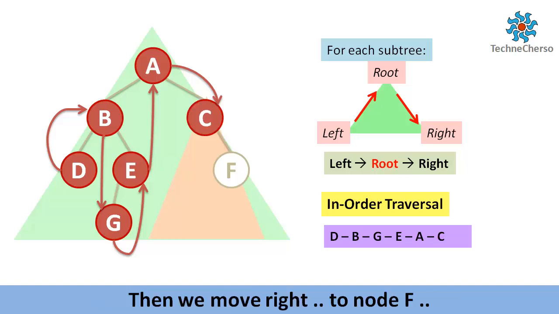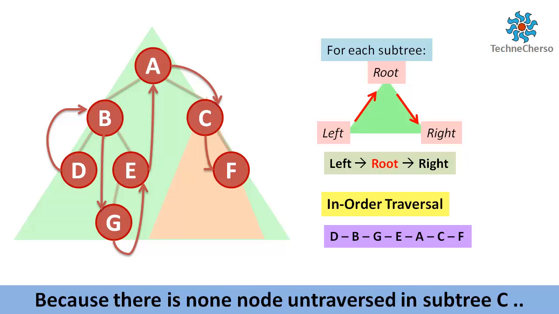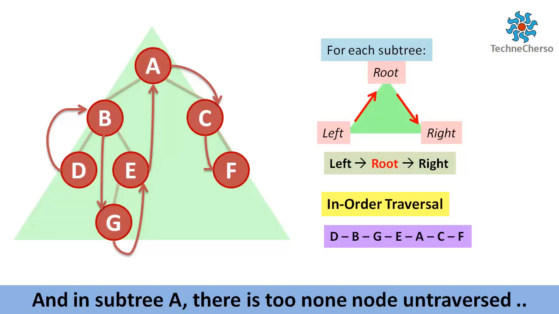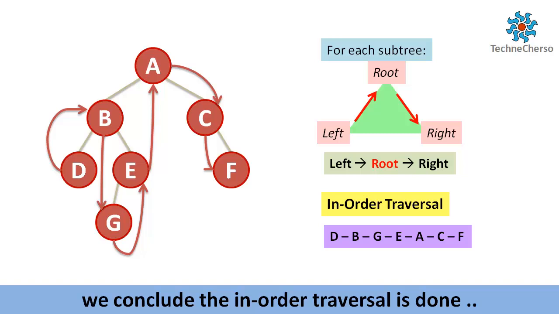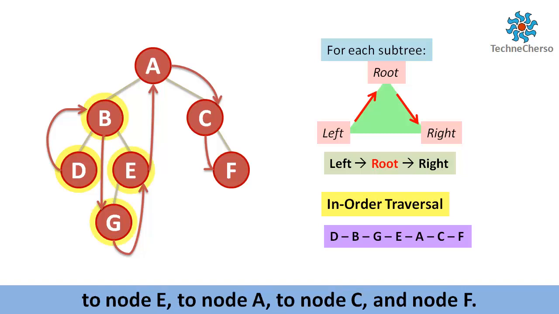Then we move right to node F, and from node C, we traverse to node F. Because there is no node untraversed in subtree C, we move back to subtree A, and in subtree A there is no node untraversed. We conclude the in-order traversal is done, which is from node D to node B to node G to node E to node A to node C and node F.